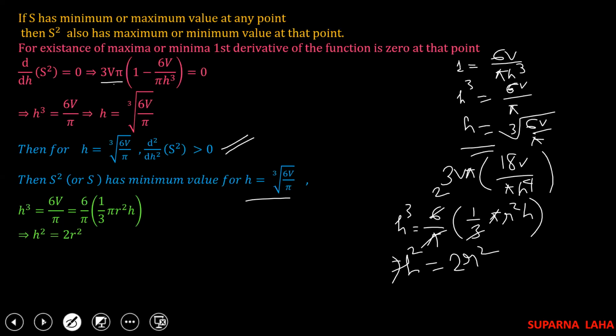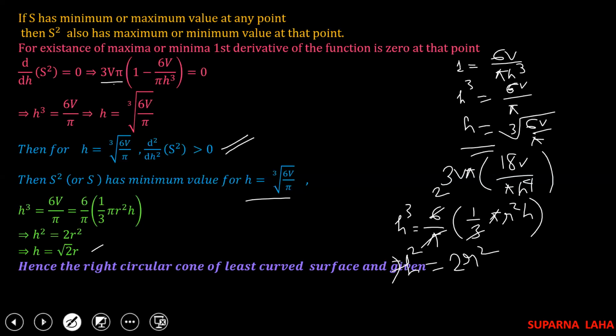So here h squared is equal to 2r squared, that means h is equal to root 2 r. That is what I have to show, h is equal to root 2 r. That is, the height is root 2 times the radius of the base. So we already proved it. Root 2 times the radius of the base.